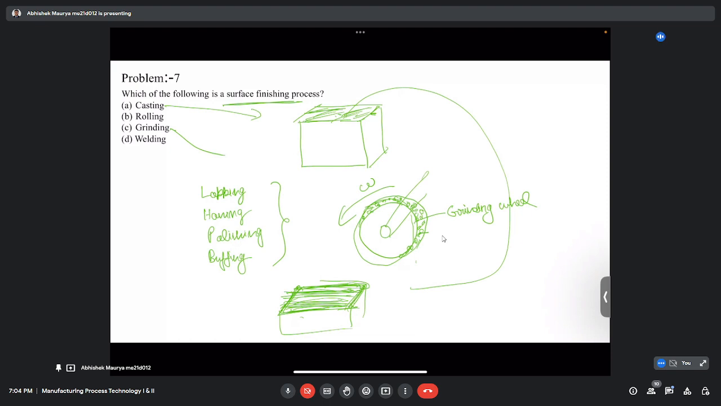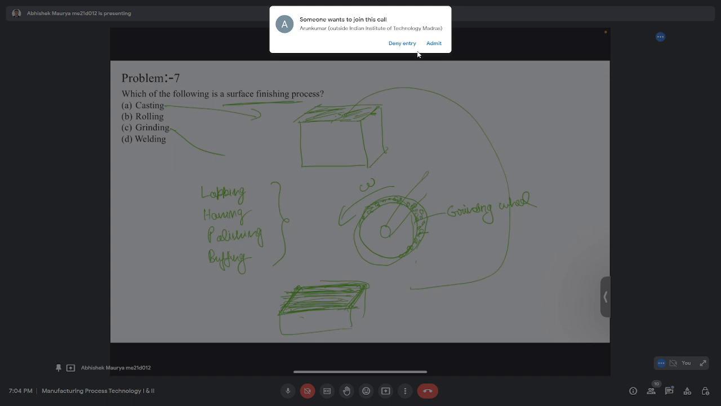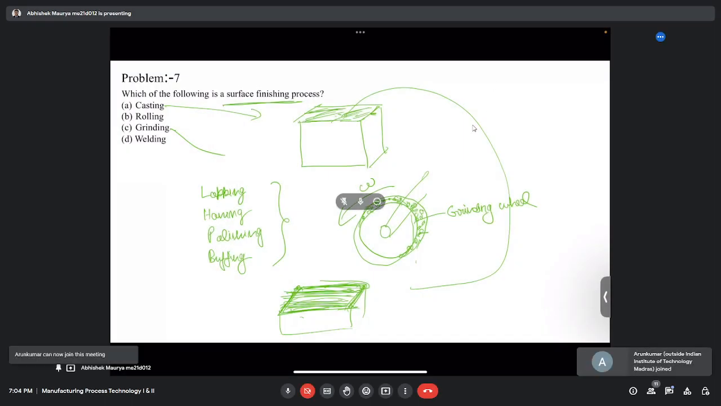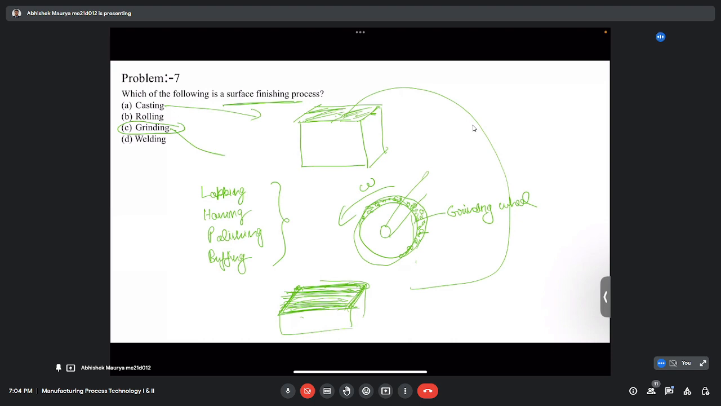Apart from this, lapping, honing, and polishing are also surface finishing processes. So if you see the question, grinding is the correct option, whereas other options like casting is the primary process. There we won't get good surface finish. Similarly, rolling is also a primary process.